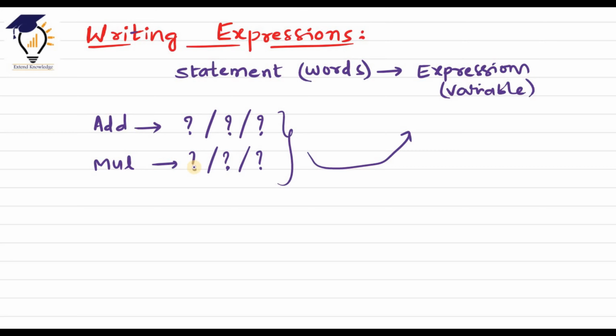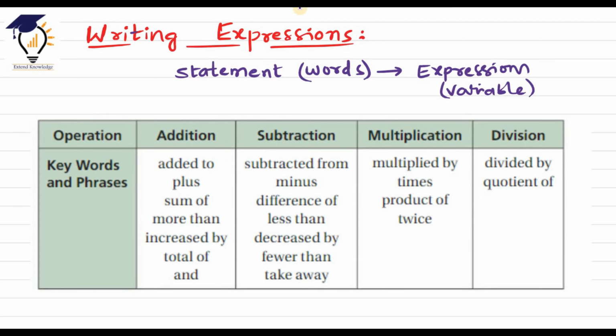So let us learn, in a tabulated form, which phrases represent which operation. If you can see this clearly, there is a table where some keywords are given; keywords are nothing but phrases. For addition, there are a few keywords: added to, plus, sum of, more than, increased by, total of. If you see any of these phrases, it means adding those two terms or numbers.